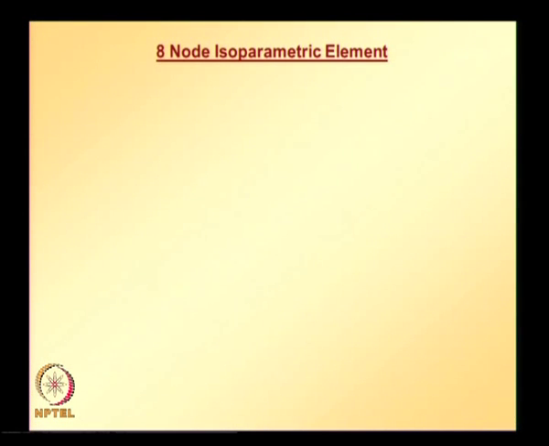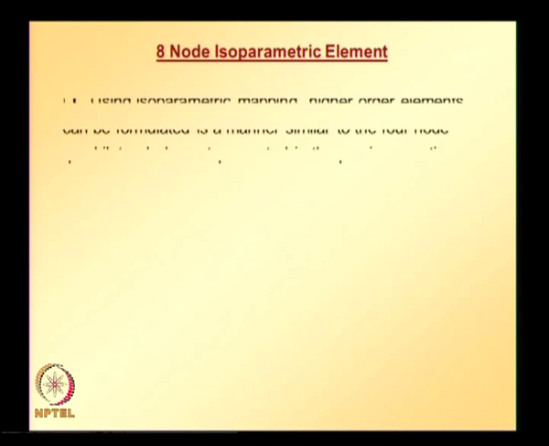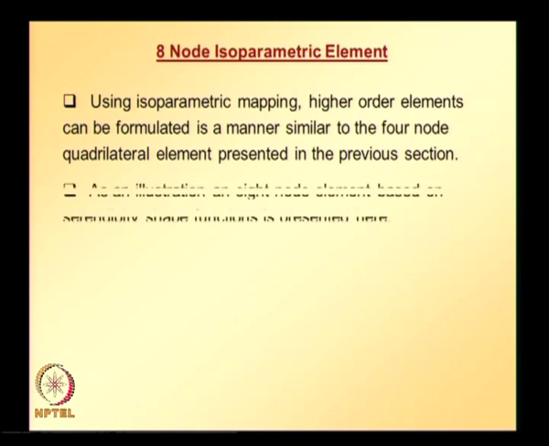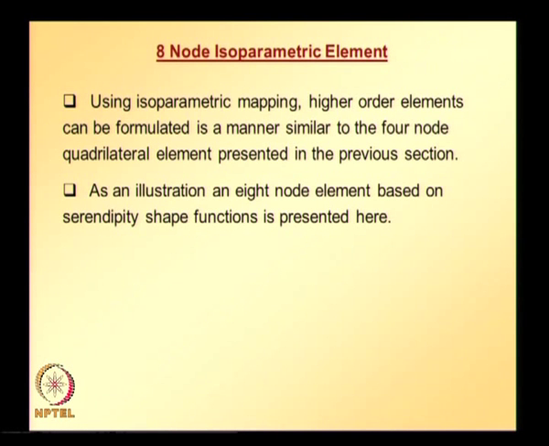So, the next element that we are going to look at is the 8 node isoparametric element. Using isoparametric mapping, higher order elements can be formulated in a manner similar to the 4 node quadrilateral element. As an illustration, an 8 node element based on serendipity shape functions is presented.